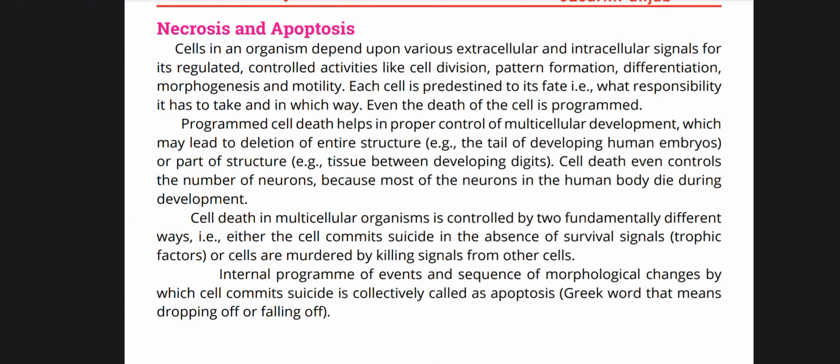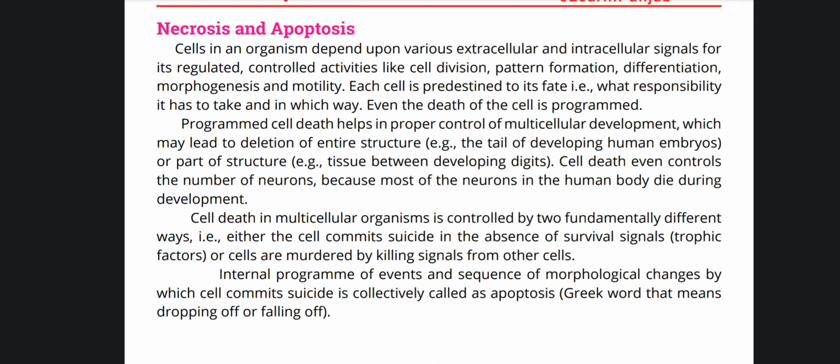Necrosis and apoptosis. Cells in an organism depend upon various extracellular and intracellular signals for their regulation. Controlled activities include cell division, pattern formation, differentiation, morphogenesis, and motility. Each cell is predestined to its fate, for example, what responsibility it has to take and in which way. Even the death of the cell is programmed.